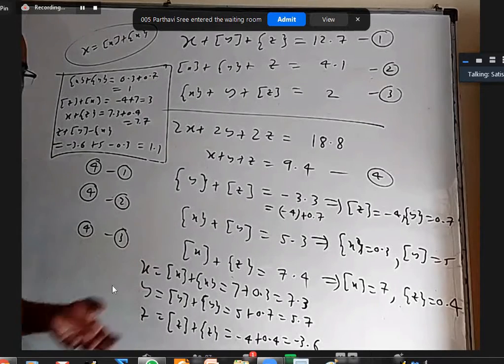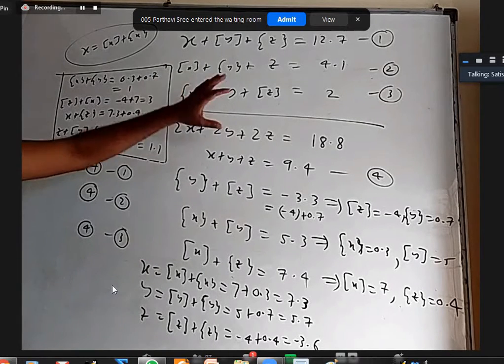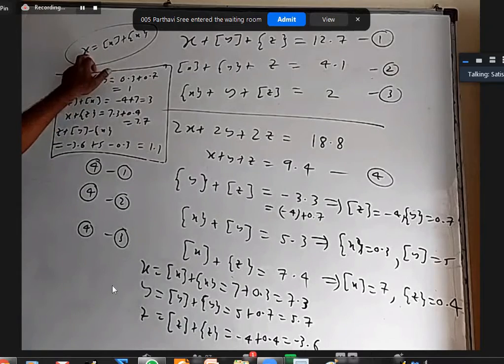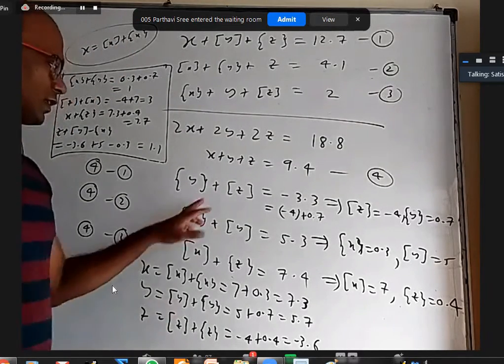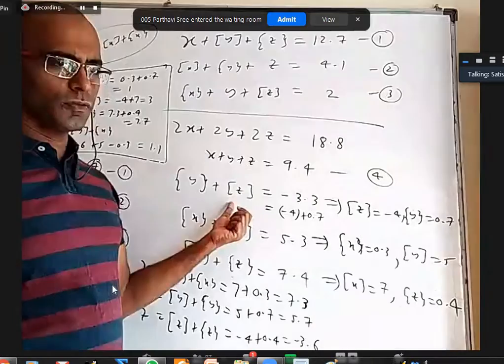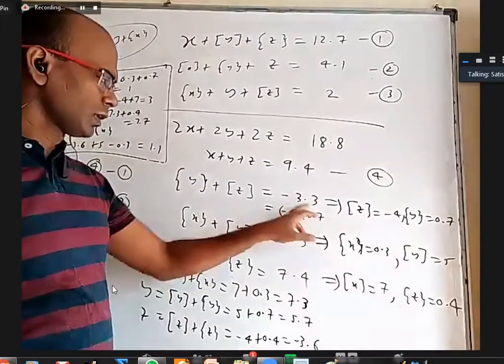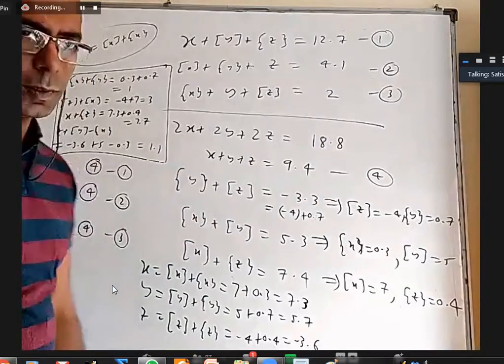Okay, this is a simple question, but it uses just one property, that x can be written as integer part of x plus fractional part of x. That is one thing. Second thing is when you have one integer part plus one fractional part of different numbers also, you can easily tell what is what.